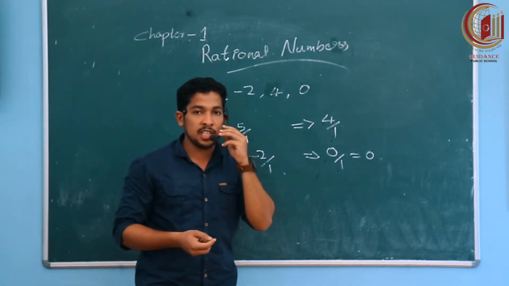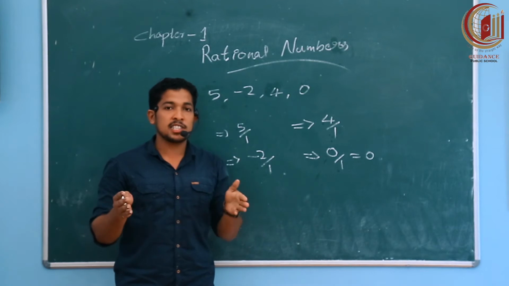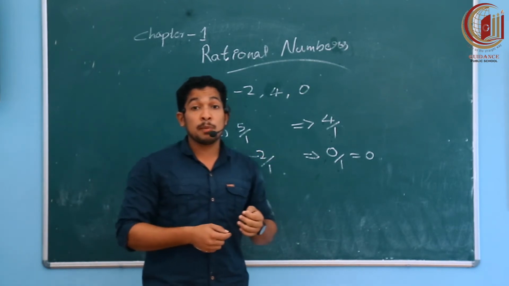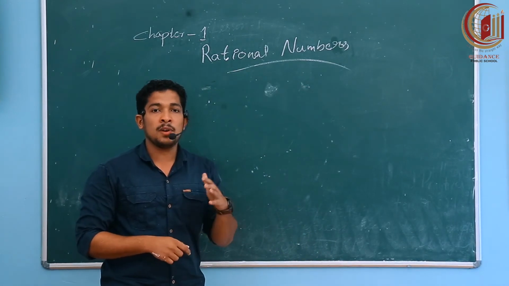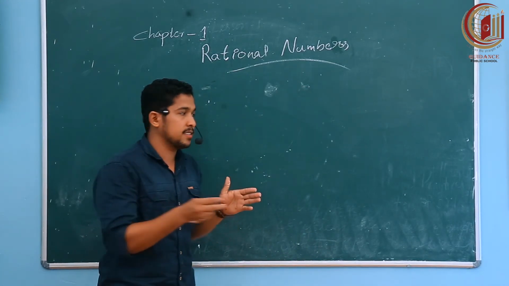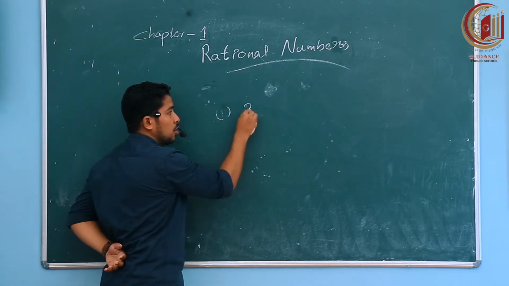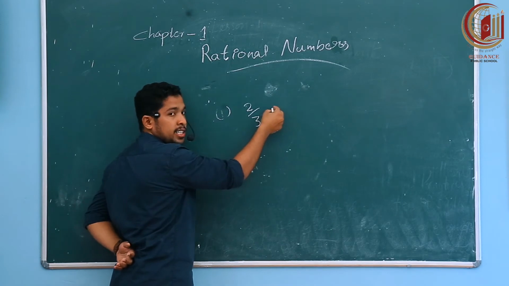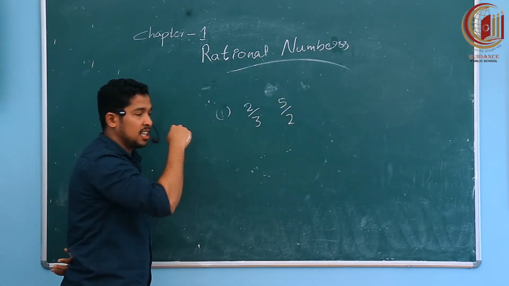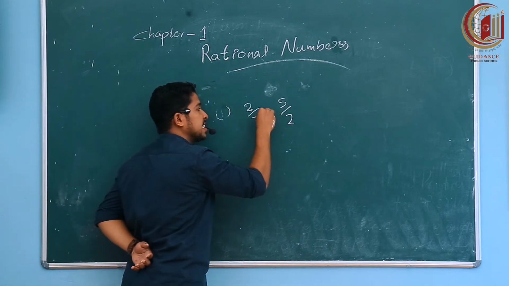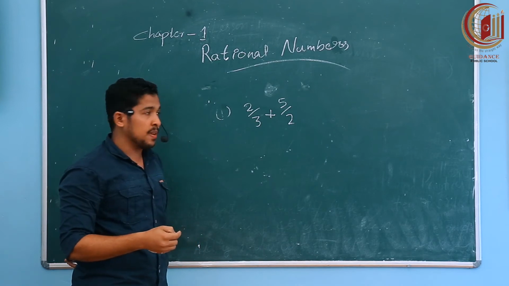Then in this class we discuss the properties of rational numbers and their operations. First we discuss the closure property of rational numbers. Okay students, you know how to add two rational numbers or fractions. I will give you one example of rational numbers, 2 by 3 and 5 by 2. Both of them are rational numbers and we use the operation addition. How can we solve this problem? By cross multiplication.